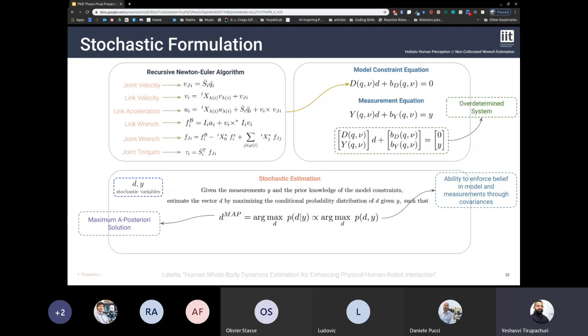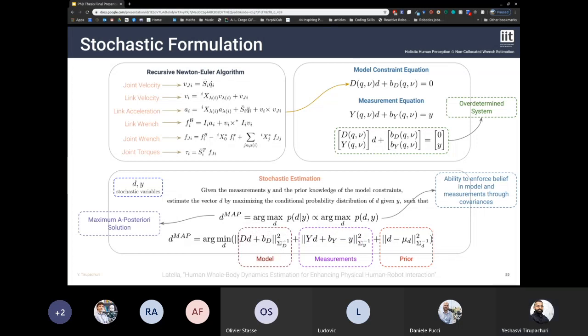In terms of optimization, the estimator is guided by 3 parts. Prior covariance, which dictates the flexibility in changing the dynamic variables, emphasis on the measurement equation enforced by measurement covariance, and emphasis on constraints enforced by model covariance.